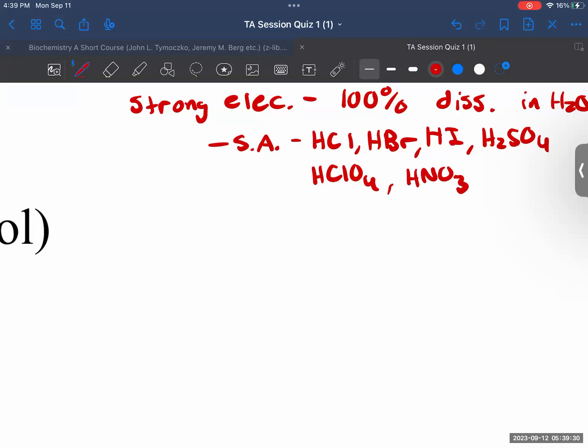Later, we're going to talk about weak electrolytes, which includes weak acids and weak bases. How do you know if something's a weak acid? It's not one of the 6 strong acids, okay? So every other acid that's not in this list is a weak acid.